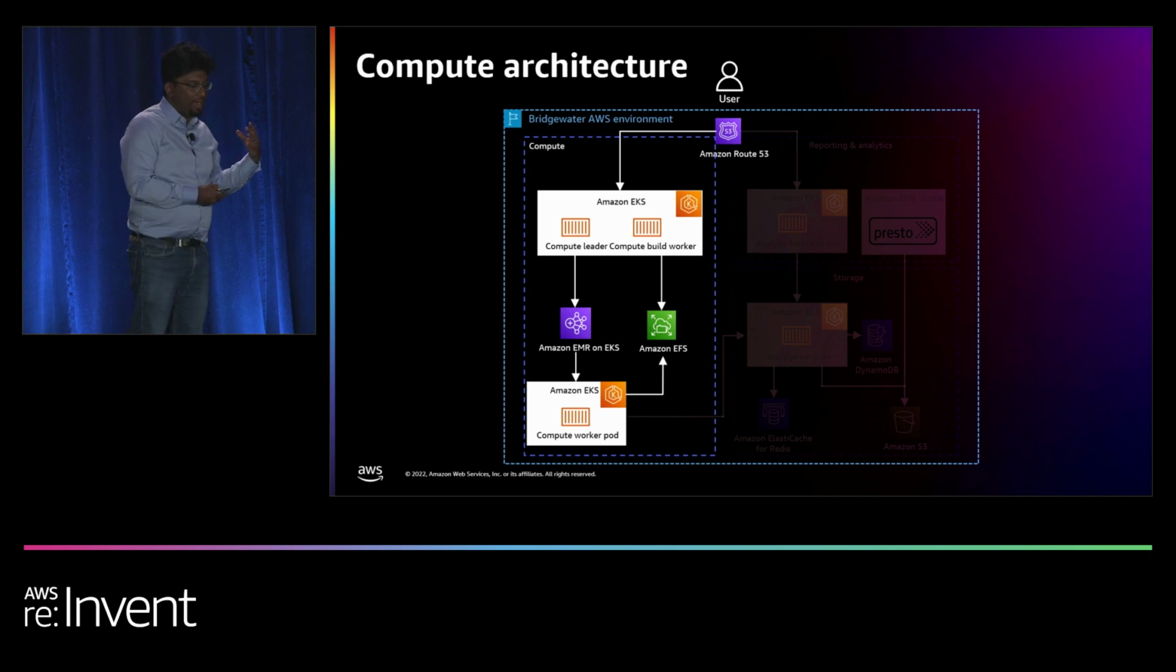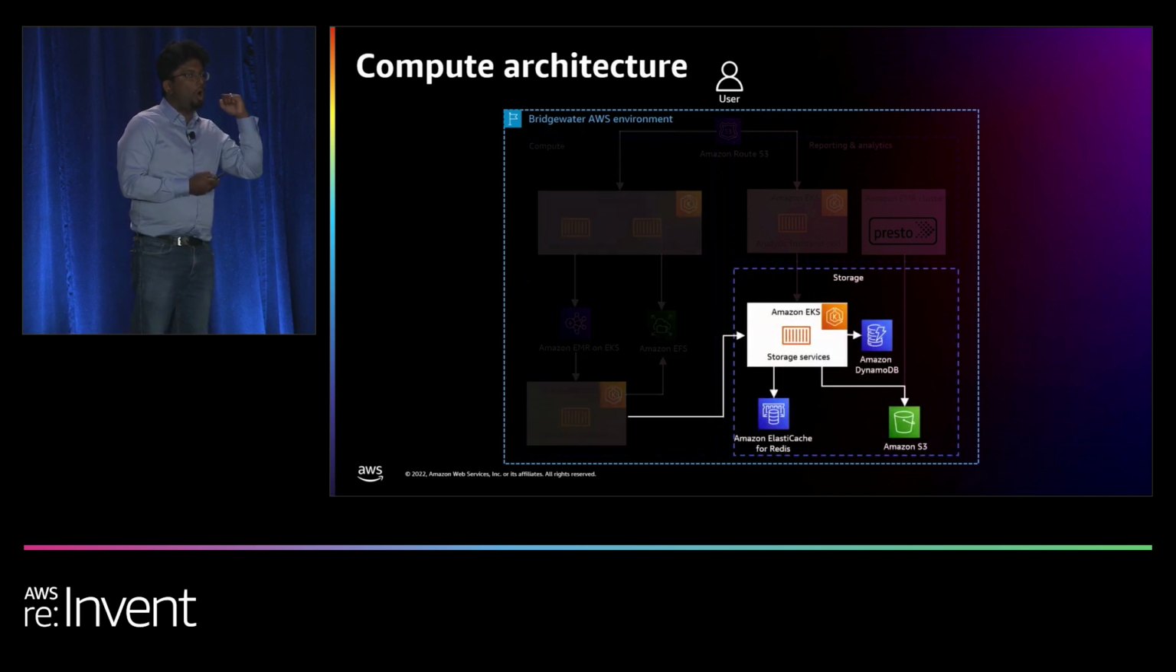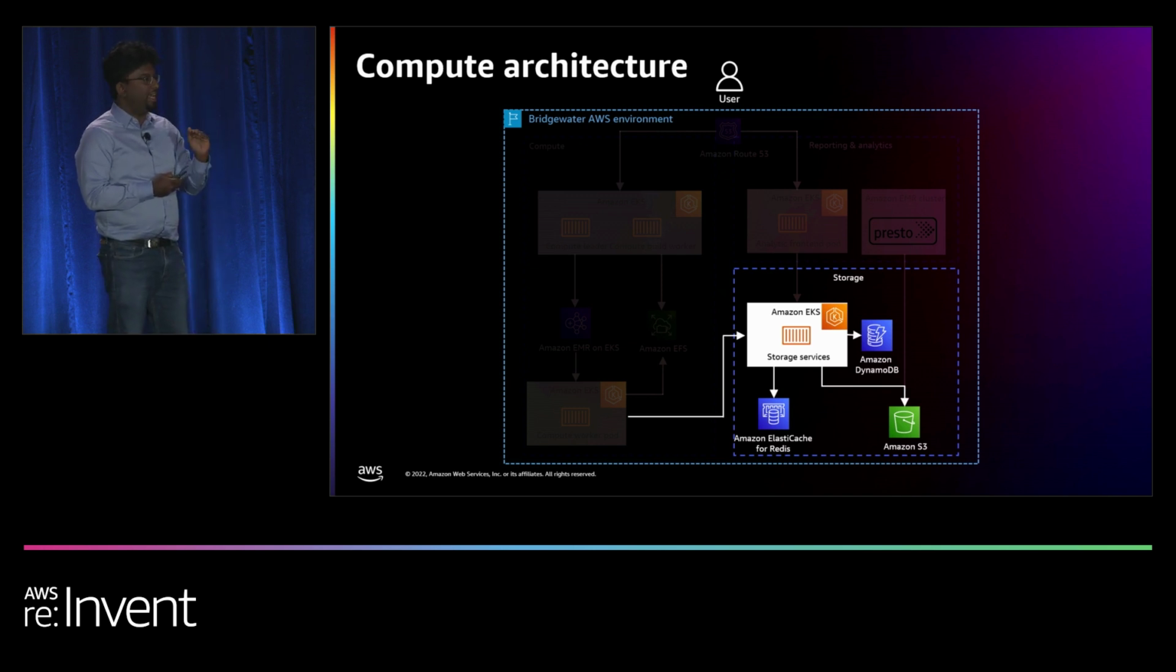But the key part is our storage system. All of our inputs, going back centuries of data, is there in our data lake. We use and store data on Amazon S3. We use Amazon DynamoDB to store all the metadata. And then we use Amazon ElastiCache for Redis to accelerate some of the read workloads.